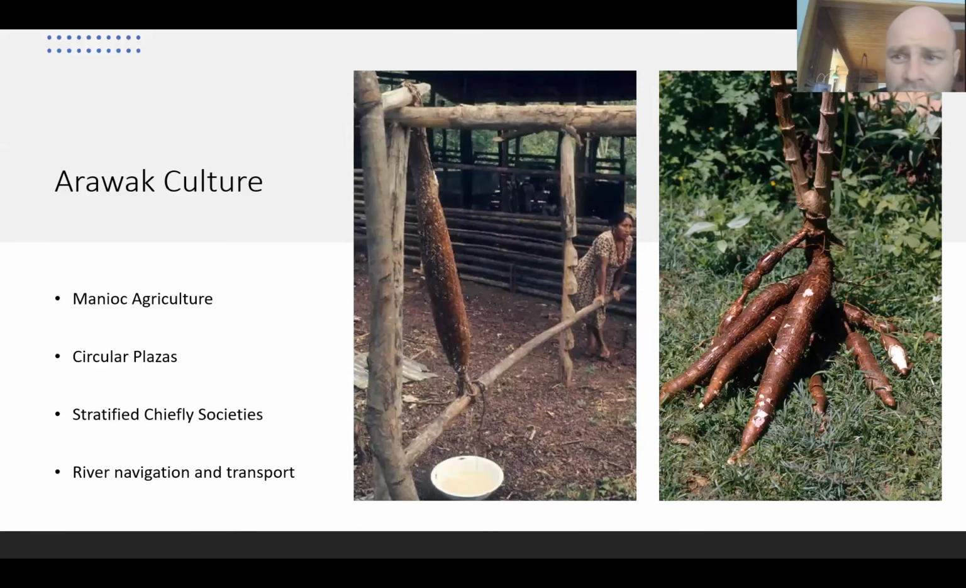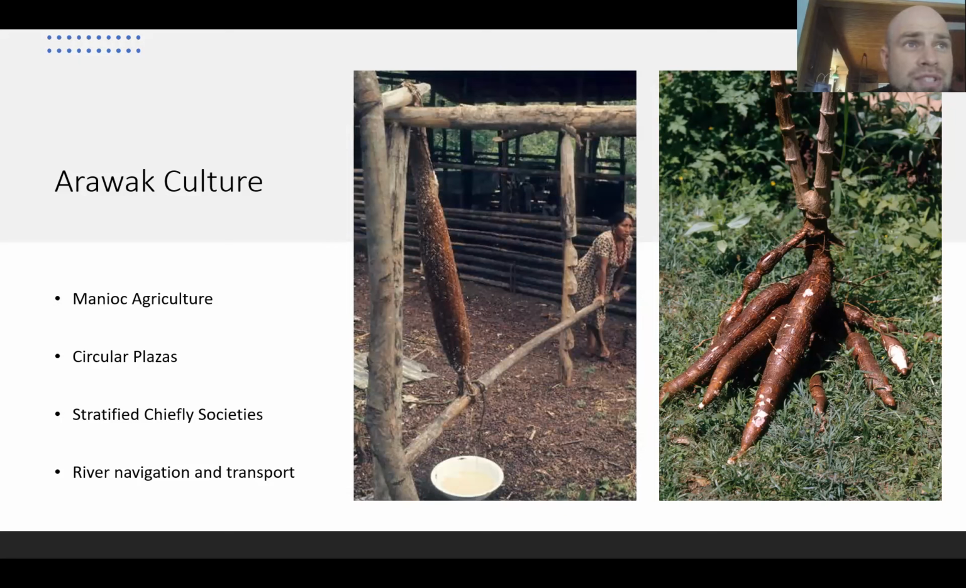And there's culture that goes along with the language group. It's associated with manioc or cassava agriculture. So the picture I'm showing right here are cassava roots. I don't know how many of you have tried cassava roots or haven't. In Latin culture, you see it. One of my favorite preparations is yuca frita, or fried cassava. You peel it and you fry it.